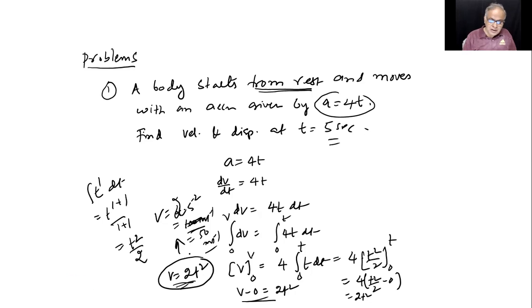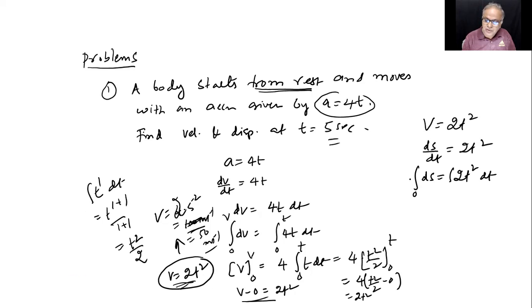So I've got V equals 2T square. So what is V? ds by dt, or dx by dt, doesn't matter, is equal to 2T square. So ds equals 2T square dt. Integral sign you put from 0 to s, 0 to t. Anytime integral ds, integral dt, you can write s or t like that. So this is 2 integral t square dt. So what is this? T cubed by 3. T to the power 2 plus 1 by 2 plus 1 between 0 and t.